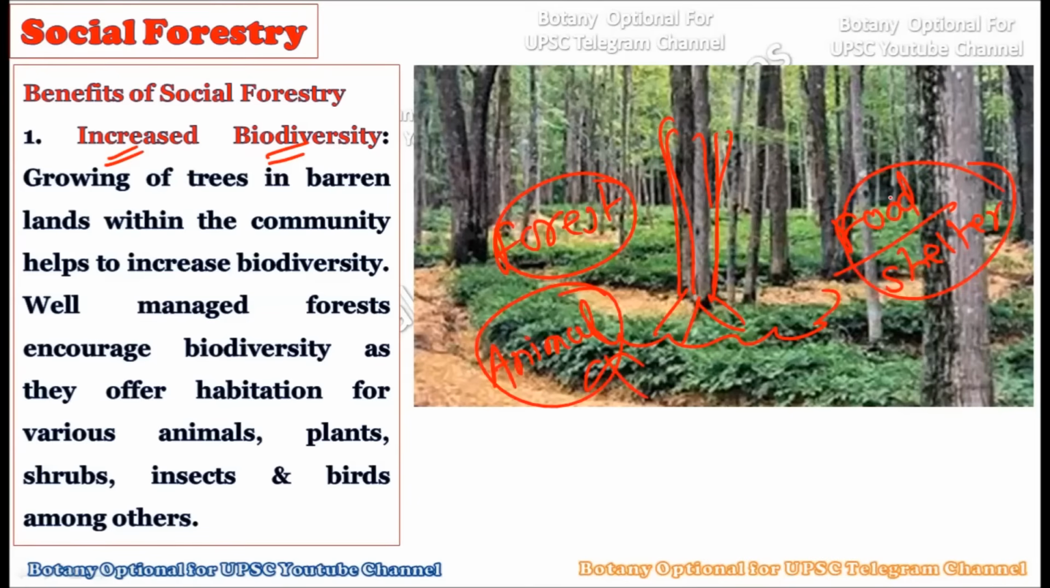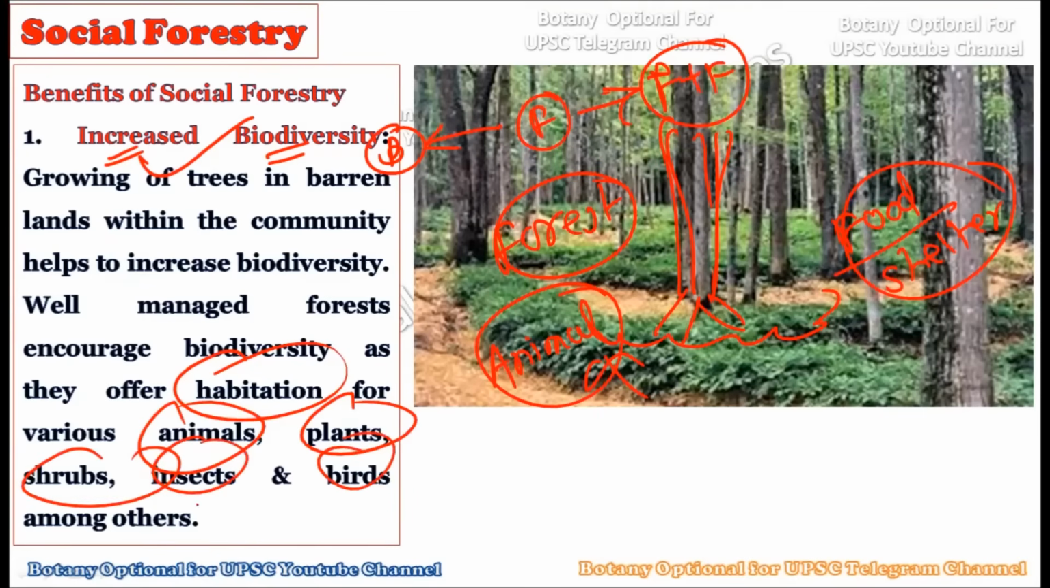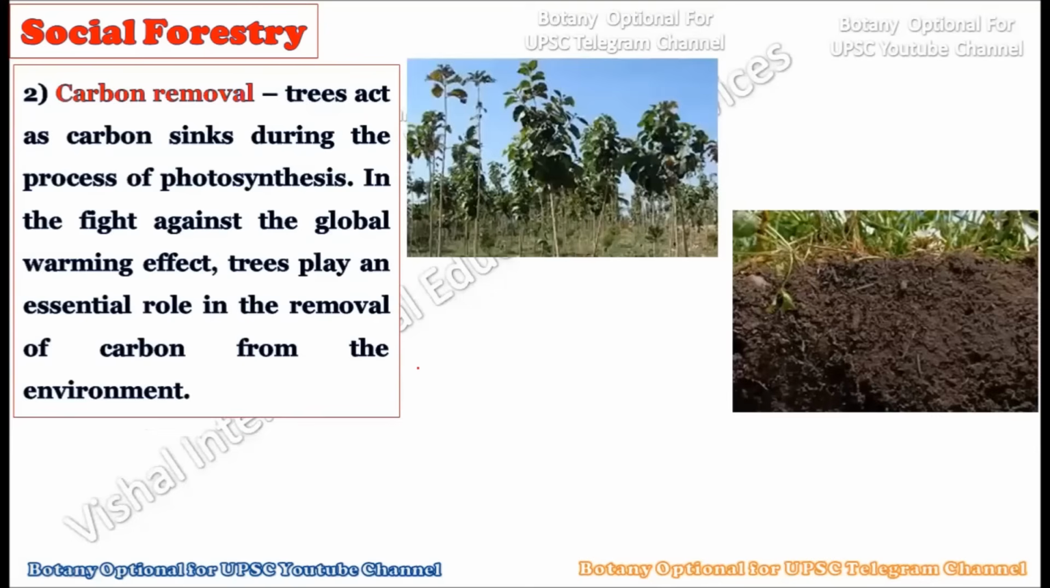Okay, so once the forest is created, the combination of flora and fauna is there, and this flora and fauna living together, hence maintaining the biodiversity. So the land which was earlier barren land, and now we have the forest there, plus the flora and the fauna is living together and creating the biodiversity. So basically, increased biodiversity is the characteristic feature of social forestry, because this particular biodiversity will also encourage the habitation by various animals, plants, shrubs, insects, birds, among the others. Okay, all of this can visit here, and all of this can participate to create a very healthy biodiversity. So increased biodiversity. This is the first benefit of social forestry.